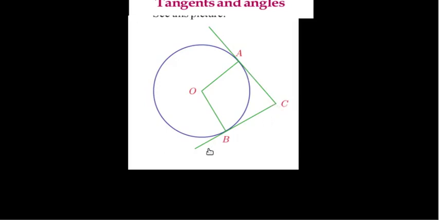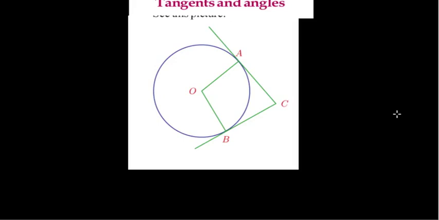CA is the tangent, CB is the tangent. Therefore, it is clear that A and B are the points of contact. In this figure, two tangents are drawn, that is CA and CB. OA and OB are radii of the circle. Therefore, you can see a quadrilateral. Which quadrilateral? OACB is a quadrilateral.